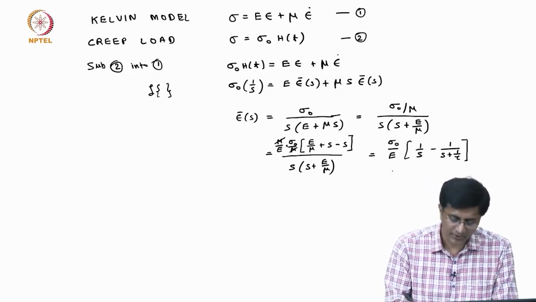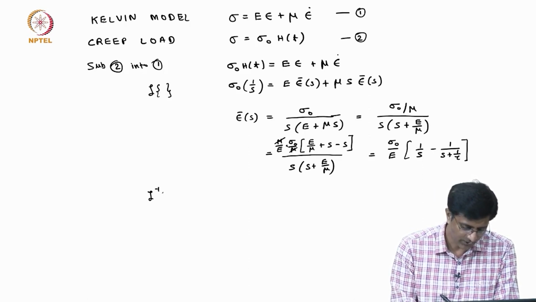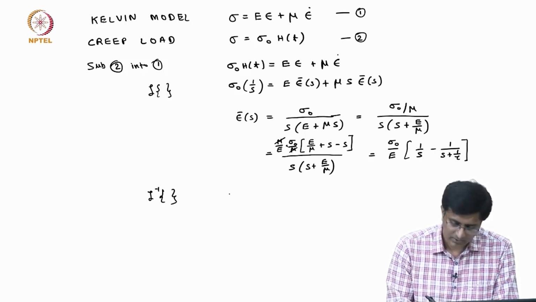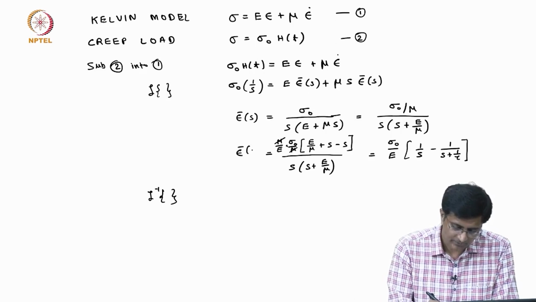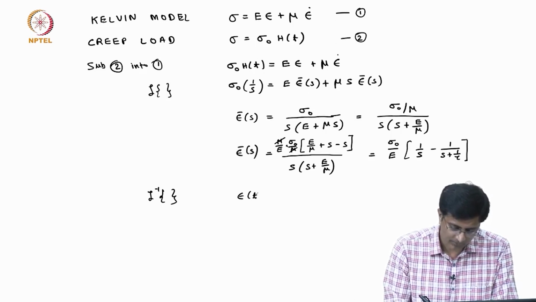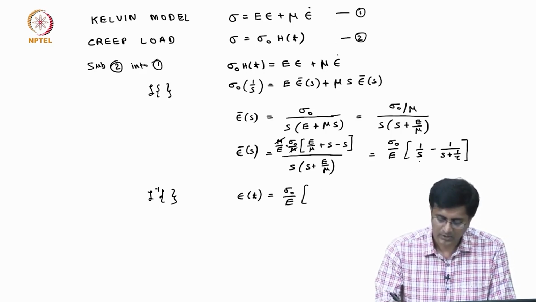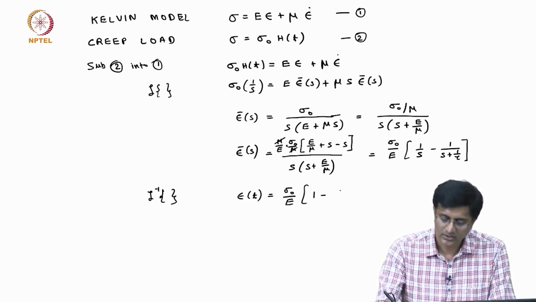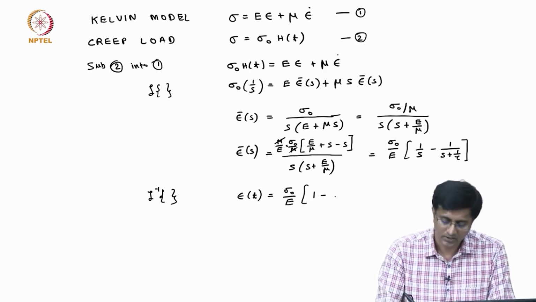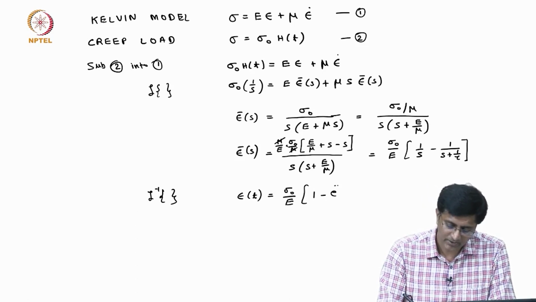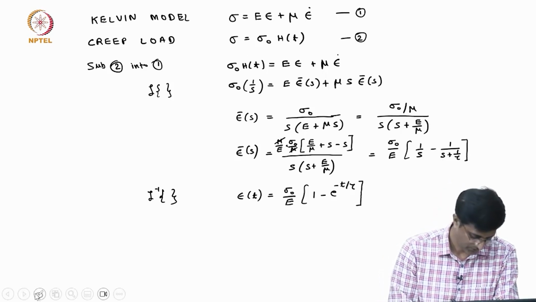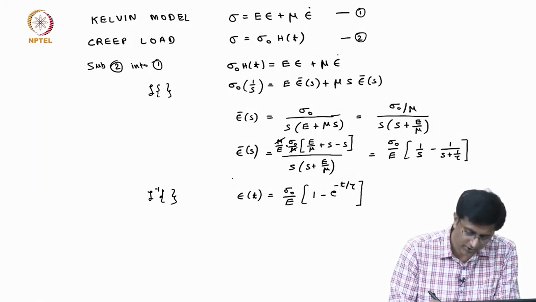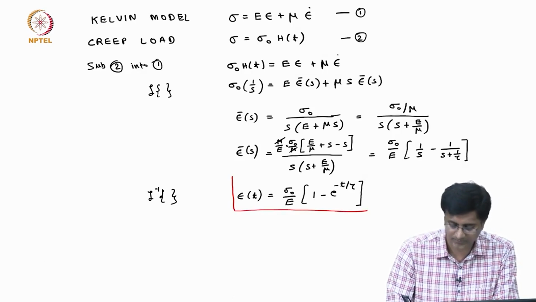Now we are ready to apply the inverse Laplace transform, and once we apply that, the strain in the time domain is given as sigma naught by E times the inverse Laplace transform of 1 by s, which we have seen is nothing but constant 1, minus the inverse Laplace transform of 1 by s plus 1 by tau, which can be written as e power minus t by tau. This should give us the creep response of a Kelvin model.